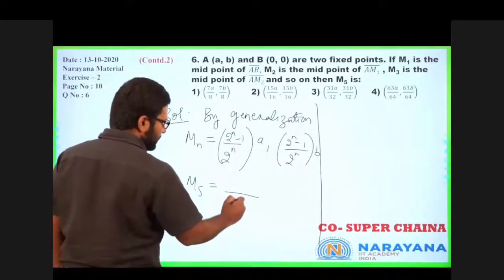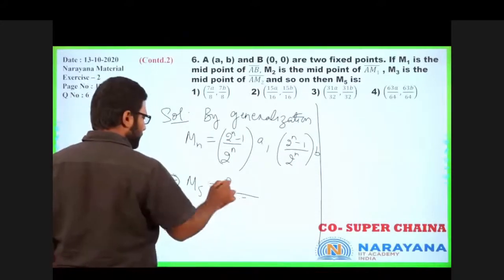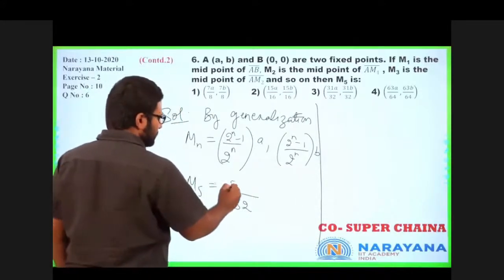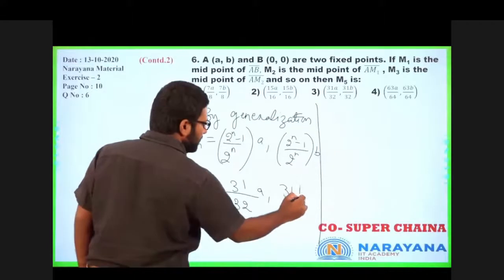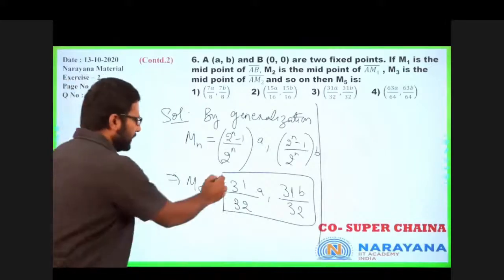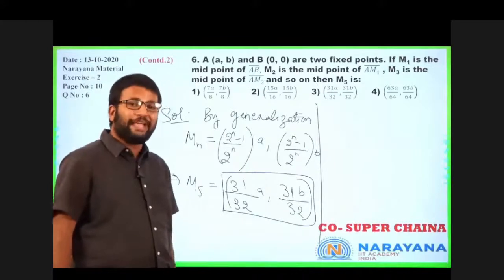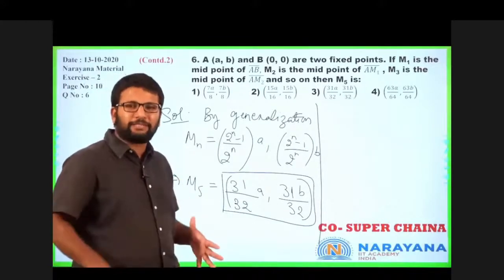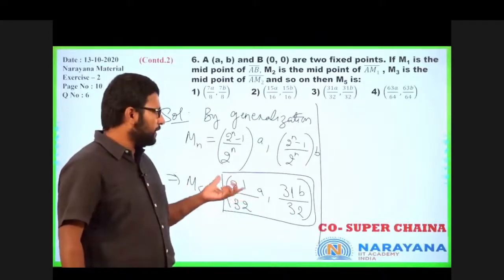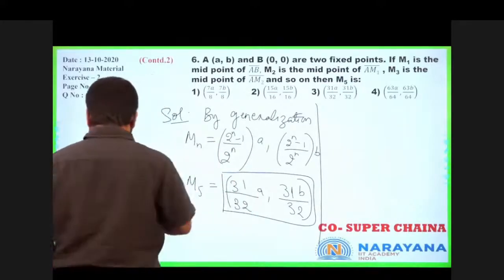Which means what will be M5? M5 would be 2 raised to 5 divided by, in fact, you already know what is 2 raised to 5. 2 raised to 5 is 32 and 1 less than 32, so 31 a, comma 31 b by 32. Correct? Often, okay, this is a point, so it is important to put it in brackets. Alright, often GI would expect you to figure out the pattern. Okay, in fact almost all of maths questions are all about pattern finding somewhere. Okay, so learn to do this quickly, right? And yeah, then let us proceed.